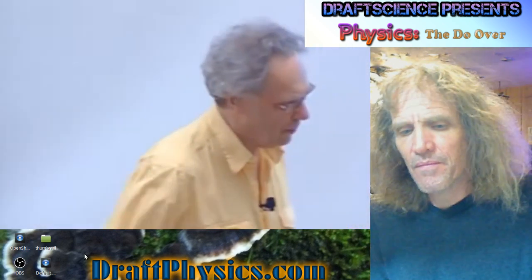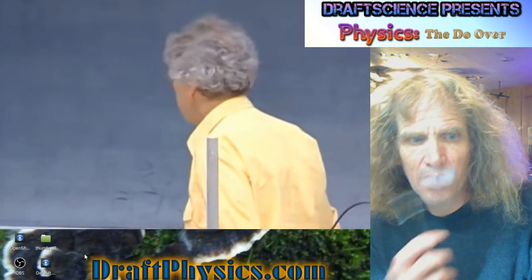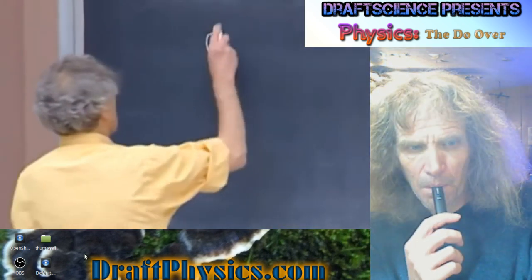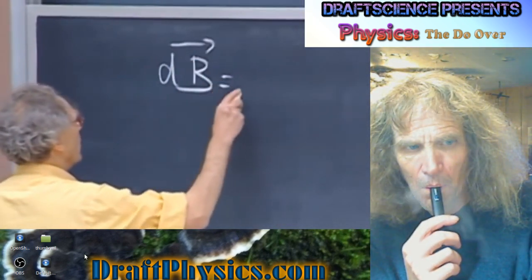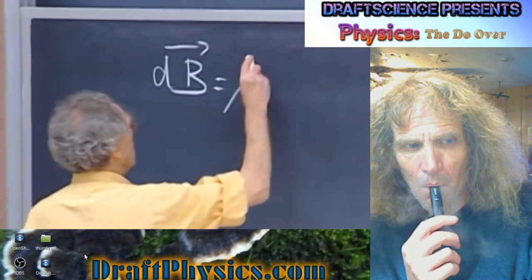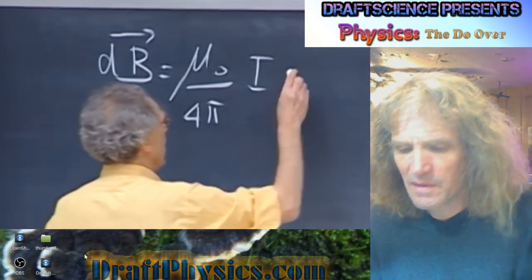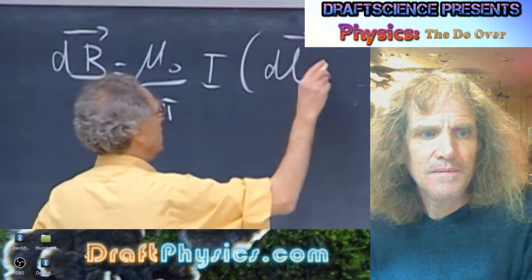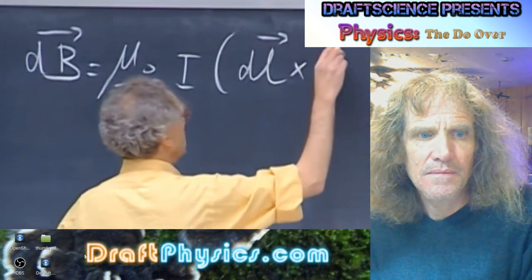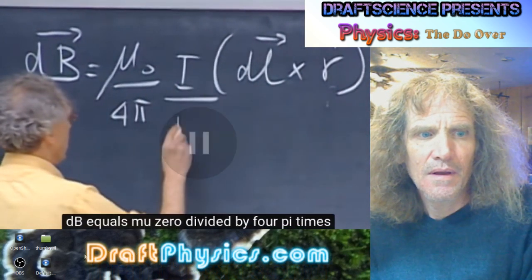All right, let's first start with Biot-Savart. There are not too many problems that one can do with Biot-Savart. dB equals mu 0 divided by 4 pi times the current, dL cross r divided by... All right.